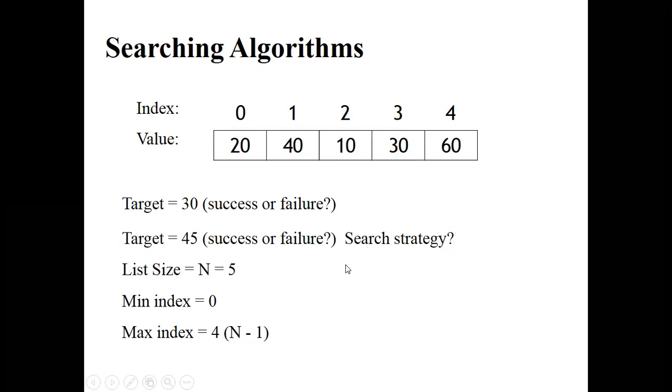Similarly, we just discussed an example from our classroom. So the list size is 5. As you know, n is equal to 5, with indexes 0, 1, 2, 3, 4.